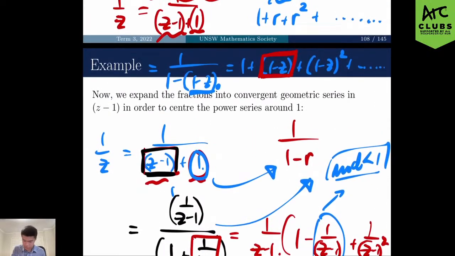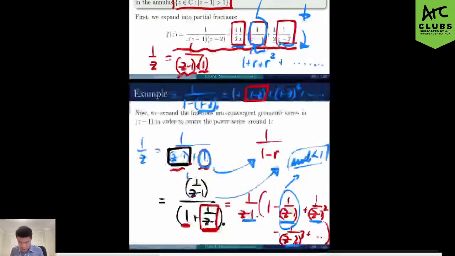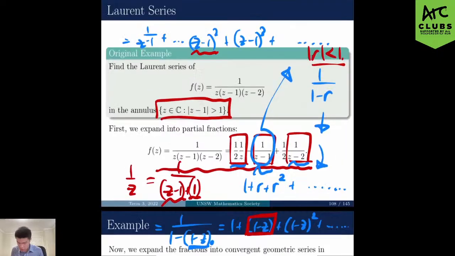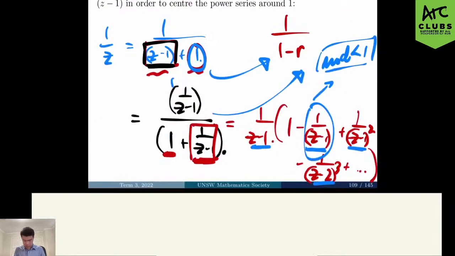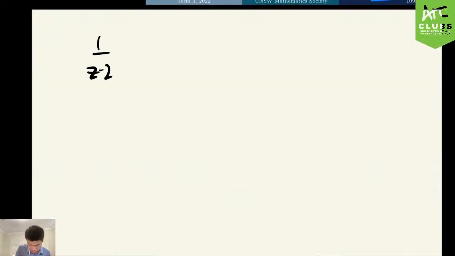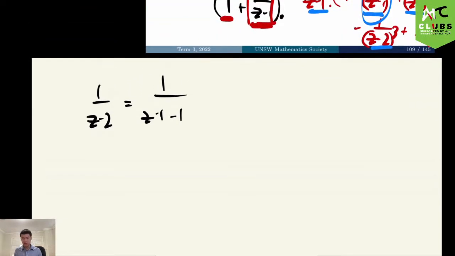Let's add a page. Oh, no, it's just this button. Yeah, let's add a page. So let's do the other one as a practice. So 1 on z minus 2 is equal to 1 on z minus 1 minus 1. And similarly, we could just change this to be equal to minus 1 on 1 minus z minus 1.